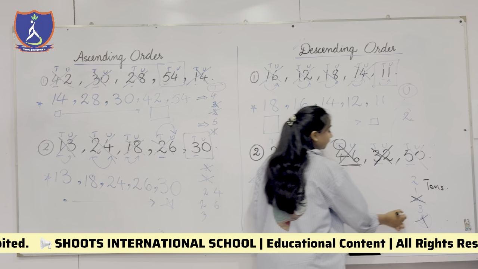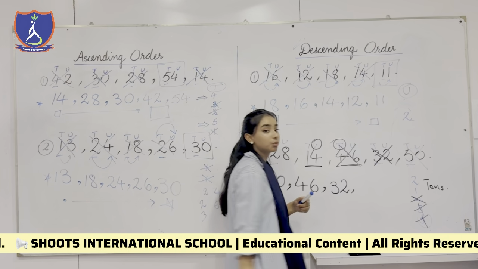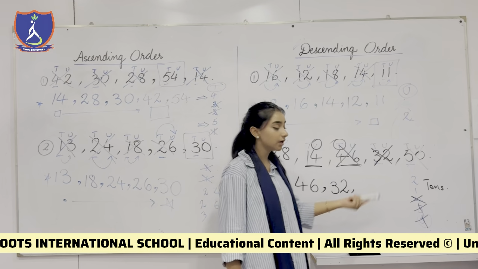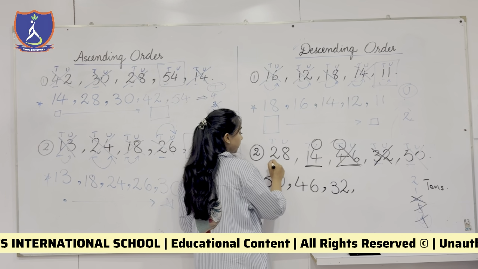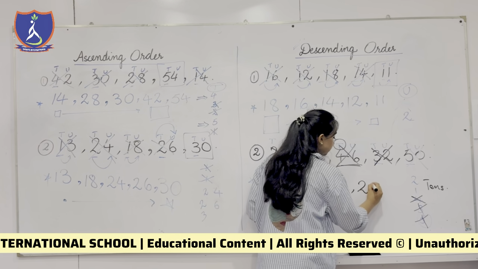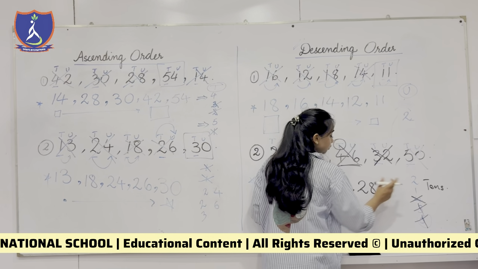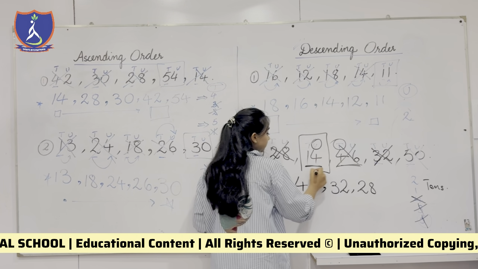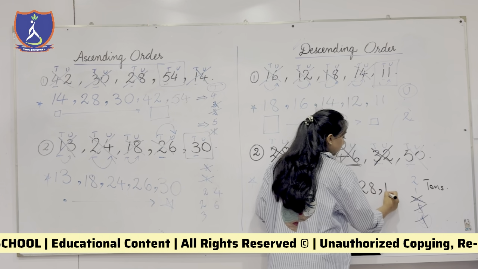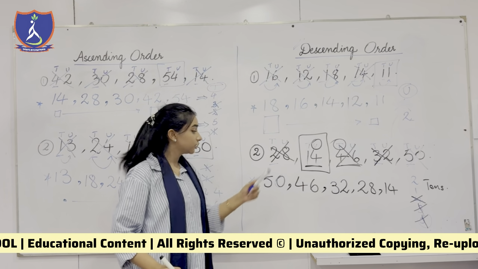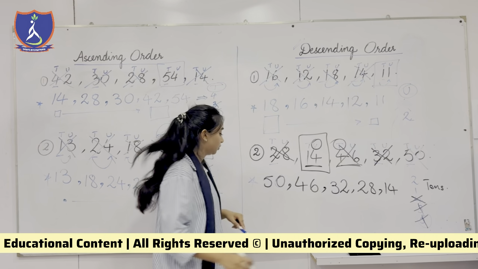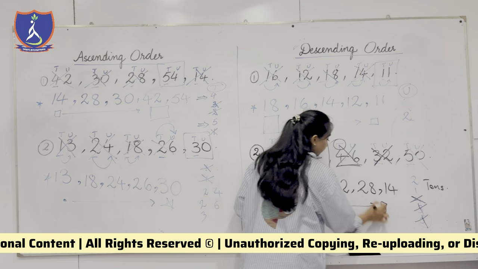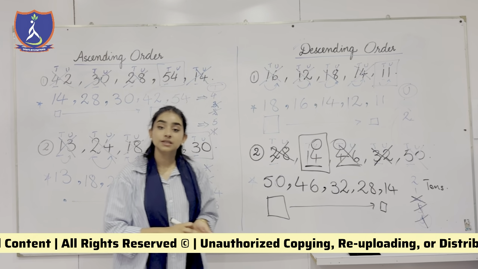After that, we are only left with two numbers, 2 and 1. In these two numbers, we are just going to look at the bigger number. The bigger number is 28. The 2 tens is bigger than 1. So we are going to write 28 over here. Now we are left with only the last number, that is 14. Correct? So this would be the smallest value. Now we have moved from the bigger family to the smaller family. This is what we meant by descending order.